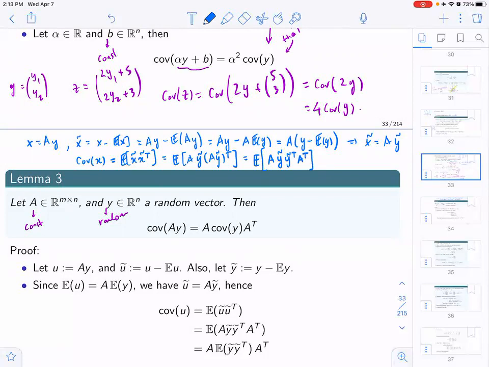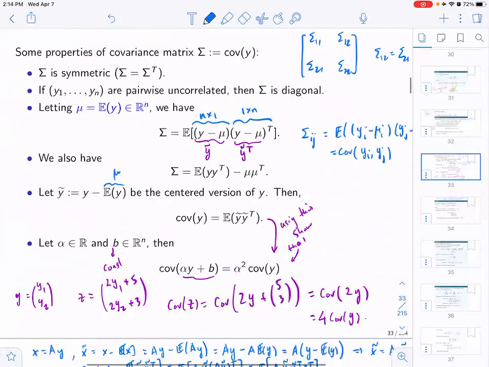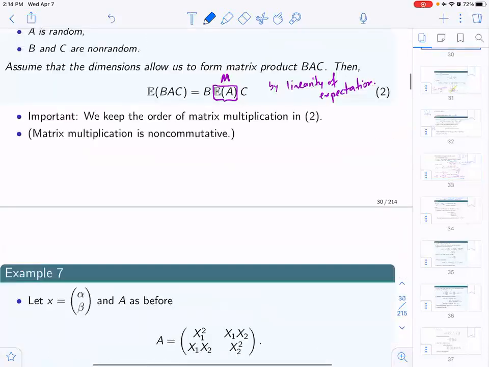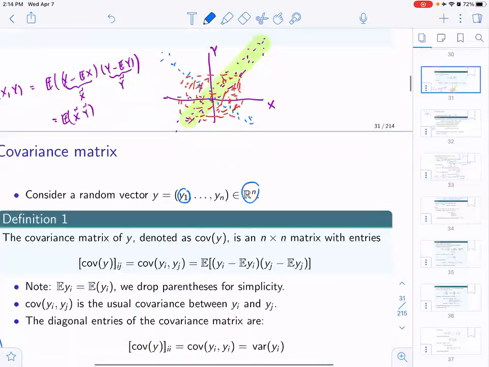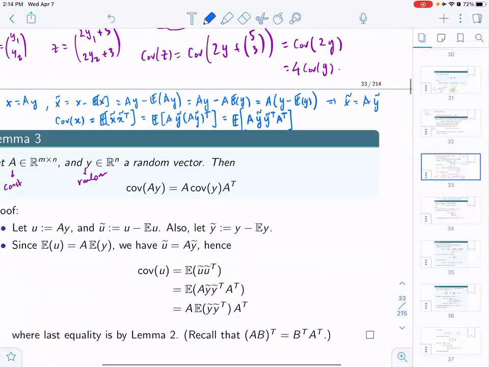Because A is non-random, by the lemma number... No, this step is true even if A is random. So what property did we use here? Anyone else? The BAC was lemma 2. We haven't used lemma 2 yet. This is a good guess, but why is this the case? Anyone?